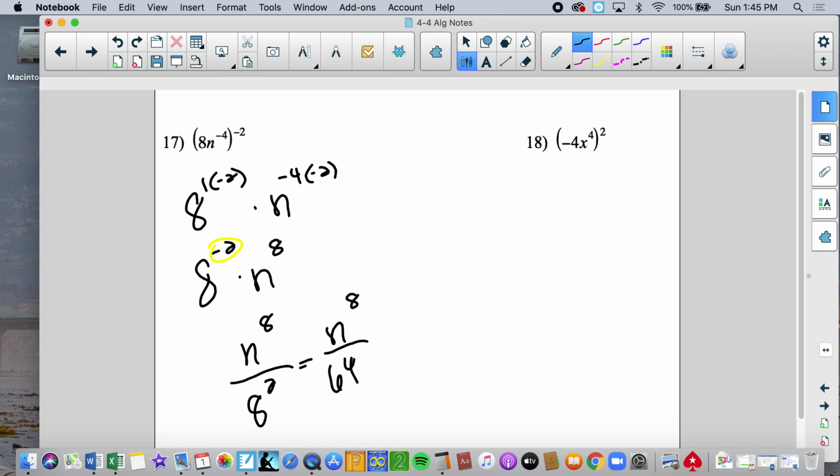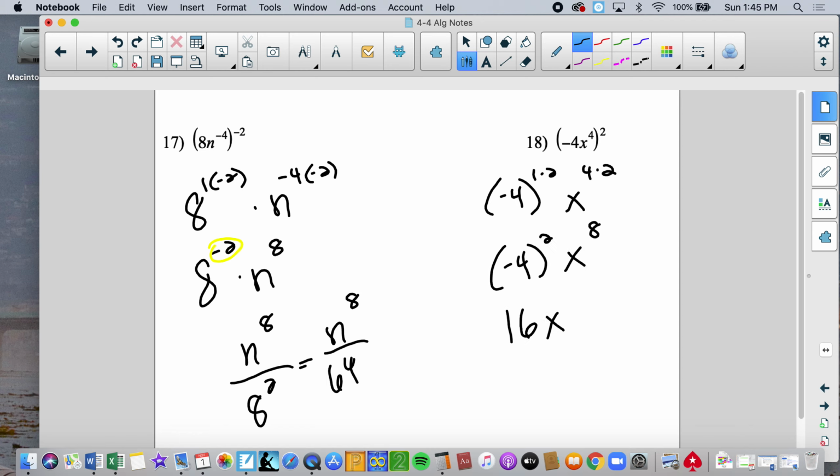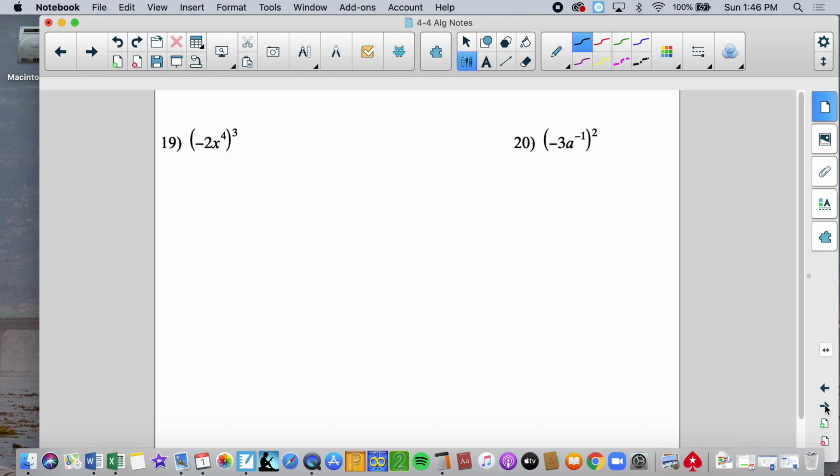Good question. Negative 4 to the 1 times 2, x to the 4 times 2. Negative 4 to the 2nd, x to the 8th. 16 x to the 8th. Don't confuse negative coefficients with negative exponents. Don't move that negative 4 down into the denominator to make it positive. It's not an exponent. We only move things numerator and denominator when we're dealing with exponents. Common mistake that I see students make.